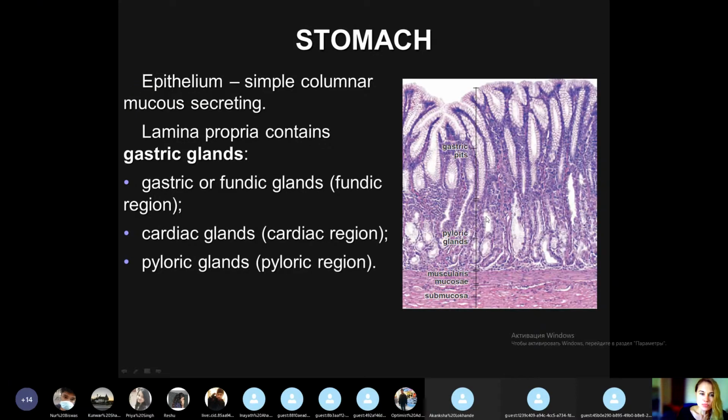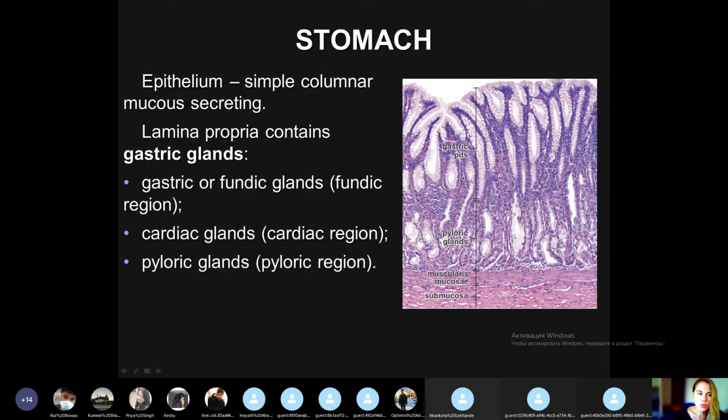So let's move on. Second structural feature, epithelium. It's a simple columnar epithelium. Remember, in the esophagus it was stratified squamous, non-keratinized. So in the stomach, as well as the small and the large intestine, epithelium is simple columnar. But because in the stomach almost all cells have secretory activity, we call this epithelium secreting.